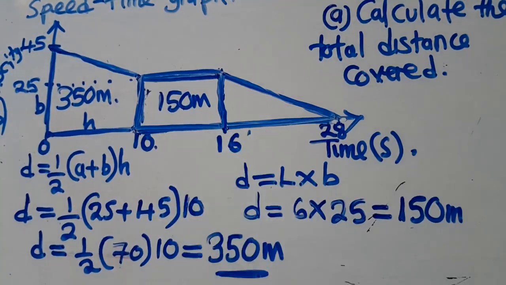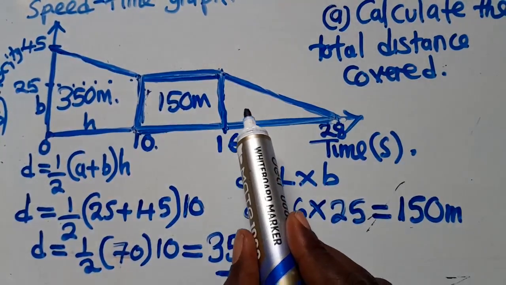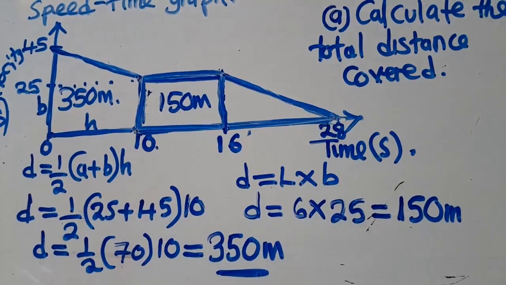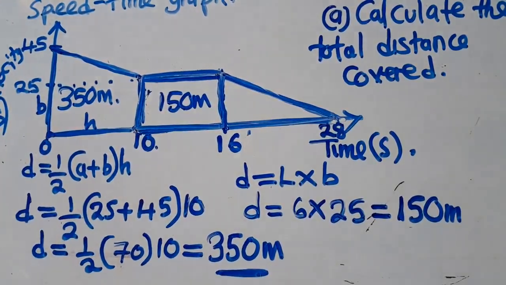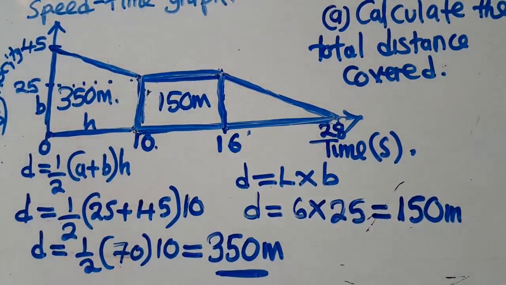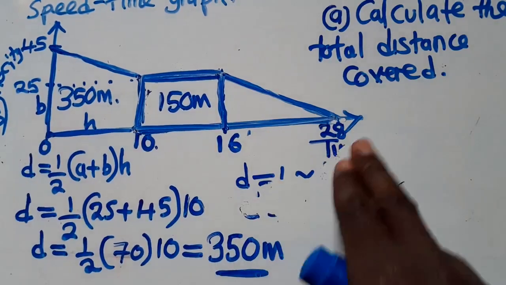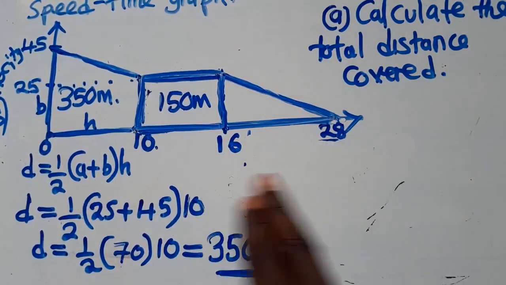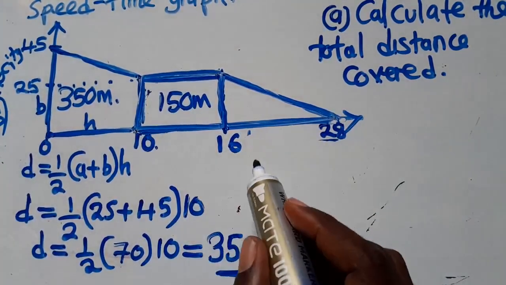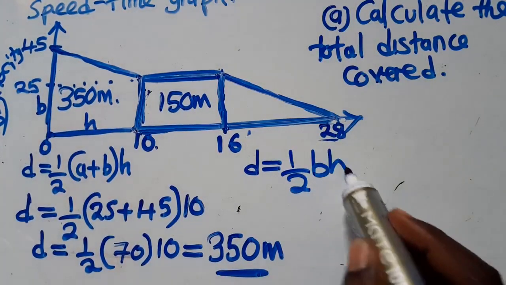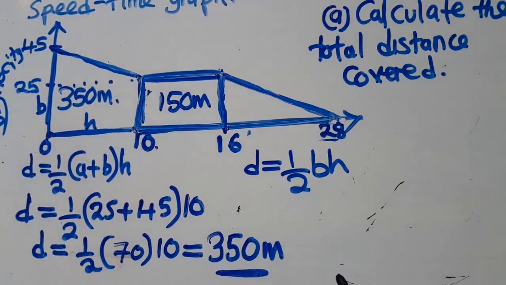I can also find for this one. What is that one? So how can I answer that one? How can I go about that one? This is a what? A triangle. How do we calculate the triangle? So I'm going to rub everything here so that I create more space. I know that the area of a triangle is half BH. This is what I need to do.